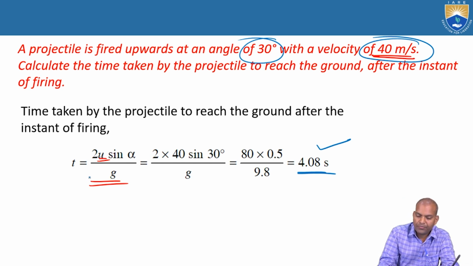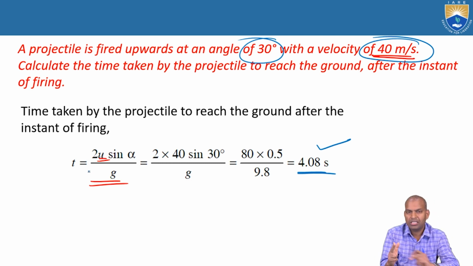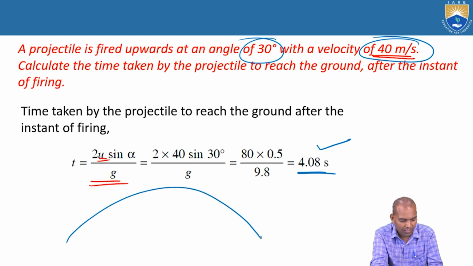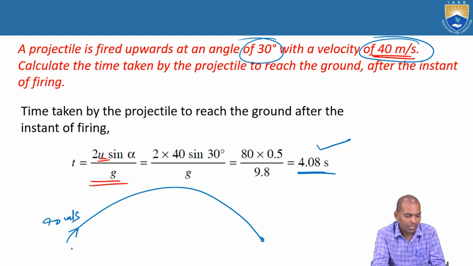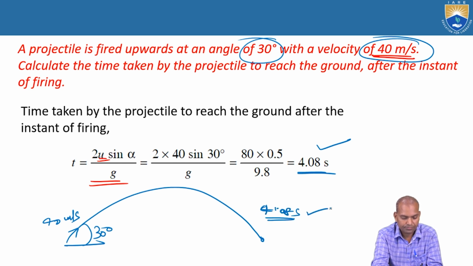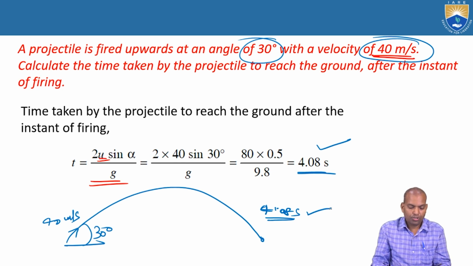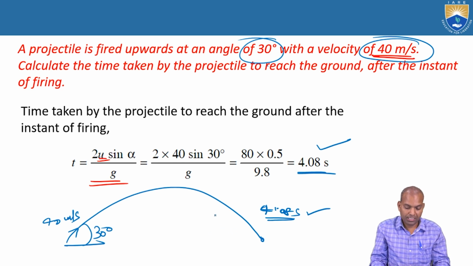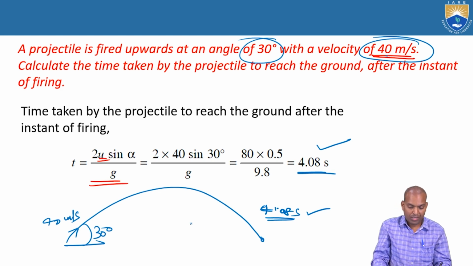If your projectile is fired at 40 meters per second with an angle of 30 degrees, how much time will it take? At 40 meters per second, at an angle of 30 degrees, the time of flight is 4.08 seconds. Suppose it is 45 degrees with 40 meters per second, how much time will it take? You can calculate.